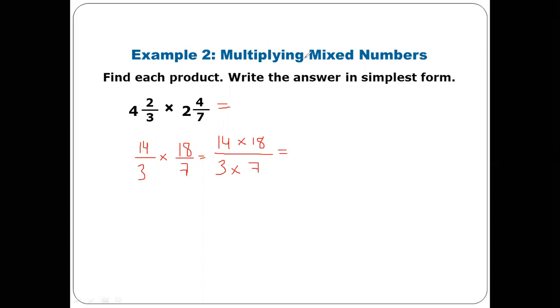14 and 7 share the same divisor, which is 7. 14 divided by 7 is 2. 7 divided by 7 is 1. 18 and 3 share 3 as a common divisor. So 18 divided by 3 is 6. And 3 divided by 3 is 1. Now we multiply the numbers in the numerator and the numbers in the denominator. Of course, 12 out of 1 is 12.